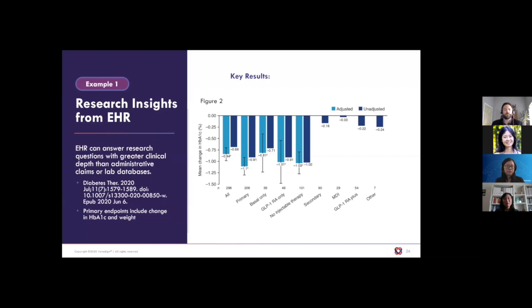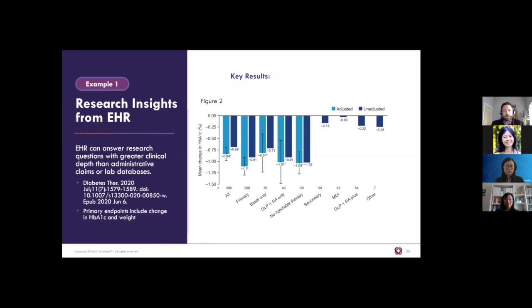to explore the relationship between different treatments for diabetes and changes in patient weight and or HbA1c. So these are two elements that are obviously not found in most administrative databases, but as you can imagine, are routinely collected in a clinical setting.